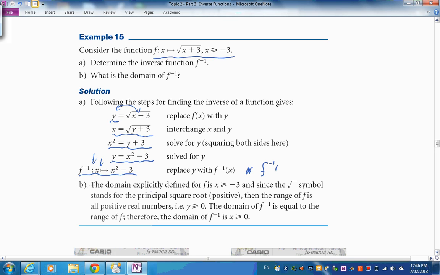The other way of doing it is just to write it like that. But the IB expects you to use all aspects of language in mathematics. So there we are. Now what's the domain and range? Well, the domain of the inverse is the range of the original function. What was the range of this original function? Well, it's a positive root. So y is going to be greater than or equal to 0.